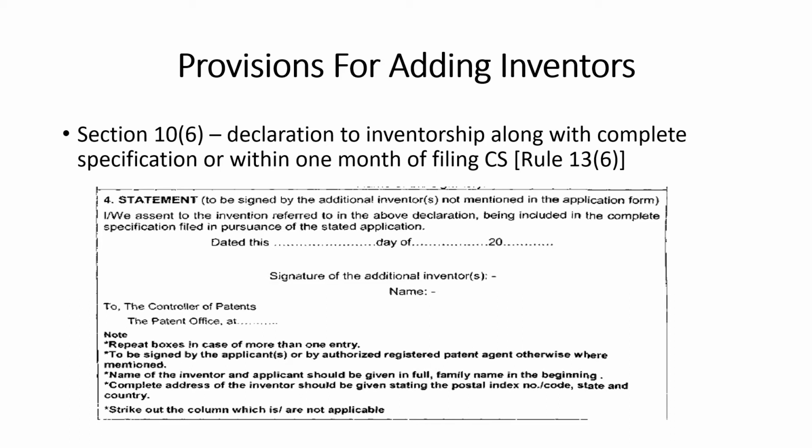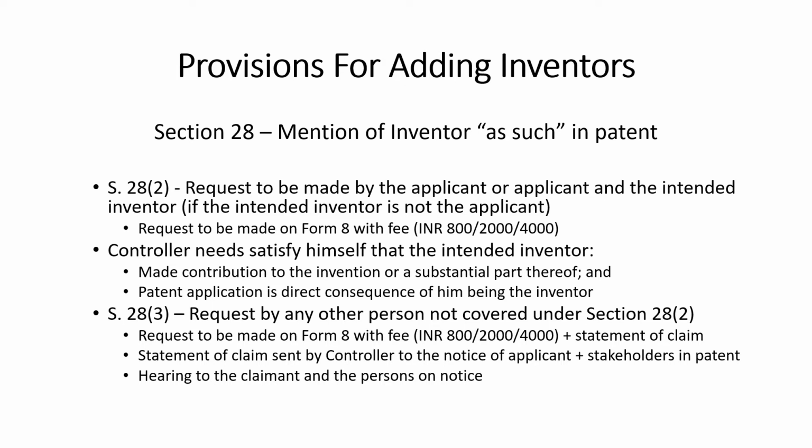So this is how you add inventors when converting your provisional specification to the complete specification. Another provision for adding of inventors is provided under section 28, which provides for mention of inventor as such in the patent, and I believe this wording "as such" is the cause of confusion because of which some people believe that this only enables the name of the inventor to be mentioned as such in the patent certificate that is issued. So let us see whether that is the case.